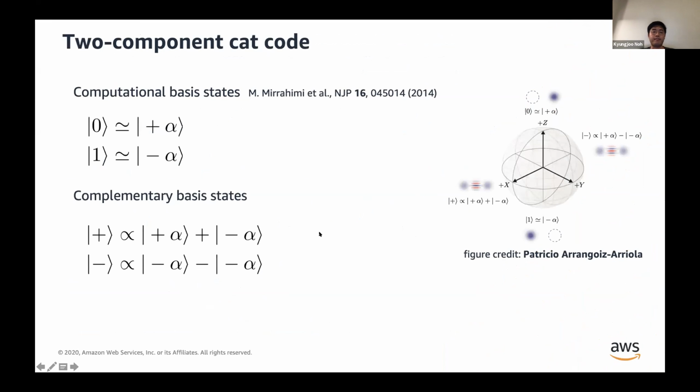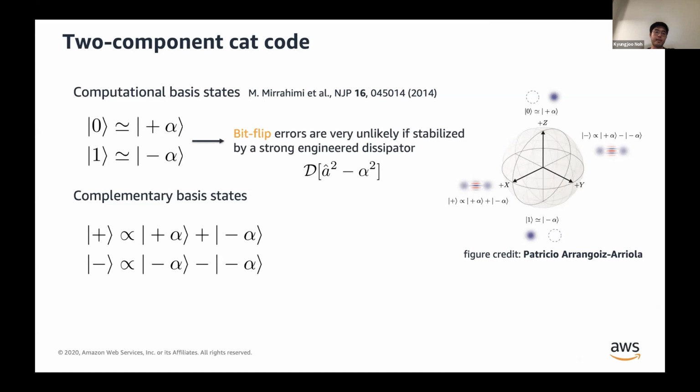So Liang already described some basics about the two-component cat qubit, which is what we focus on here. The cat qubit that we consider here consists of these plus minus alpha coherent states. What this means is that if there is a mechanism that stabilizes these plus minus alpha coherent states, then it's really unlikely that there is a bit flip error. The reason is that these plus minus alpha coherent states are very well separated in the phase space. So if alpha is really, really large, it's very unlikely that plus alpha is mapped to minus alpha and vice versa. In that sense, bit flip is really unlikely.